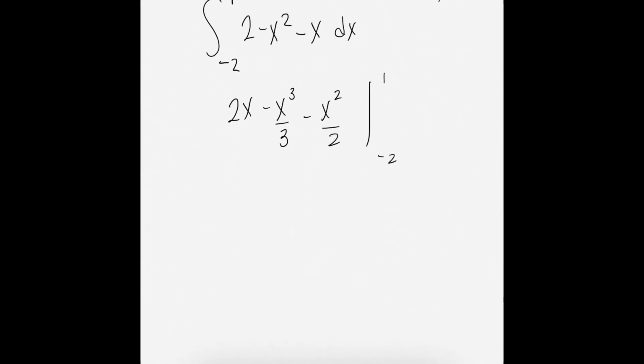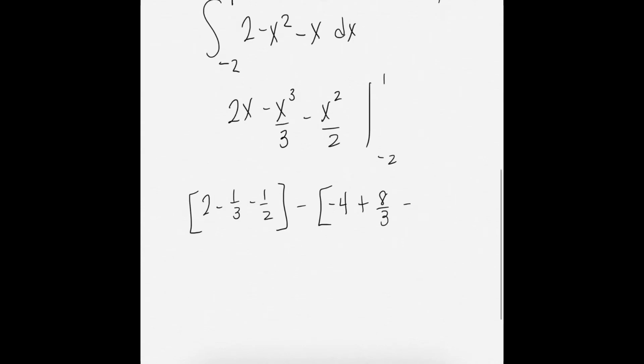All right, so plugging in, if we plug in 1, we're going to get 2 minus 1/3 minus half. And if we plug in negative 2, we're going to get negative 4 plus 8/3 minus 4 over 2.